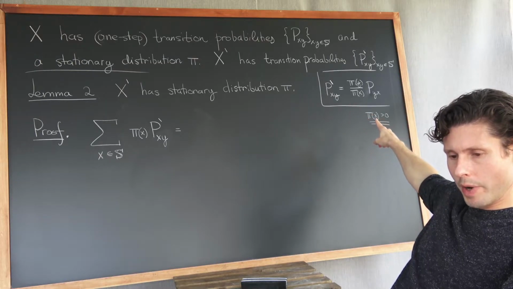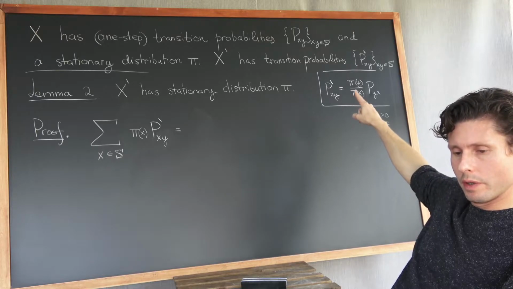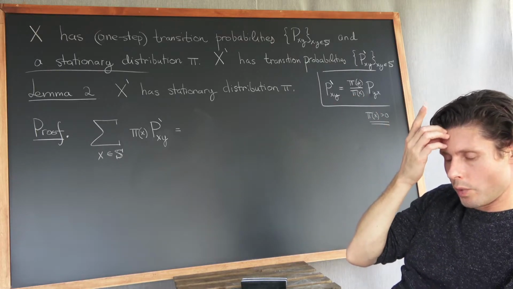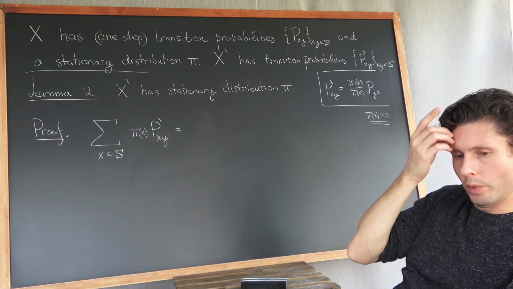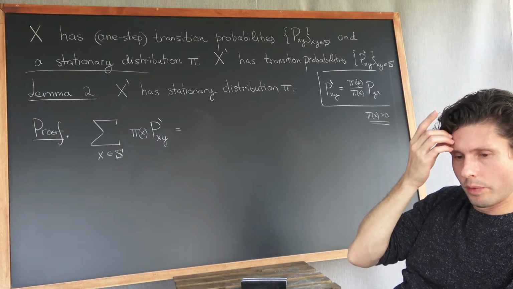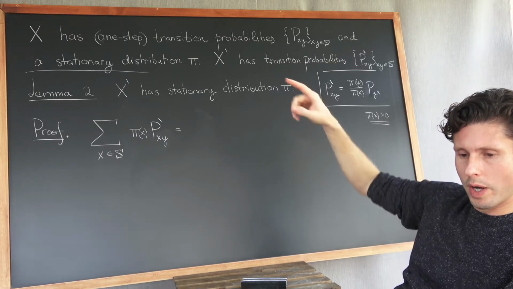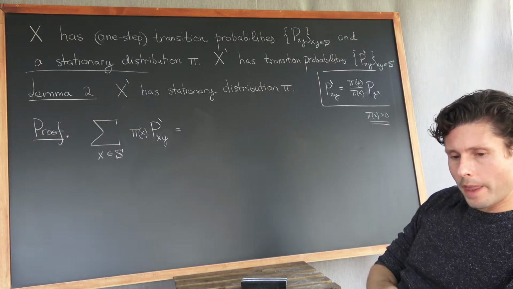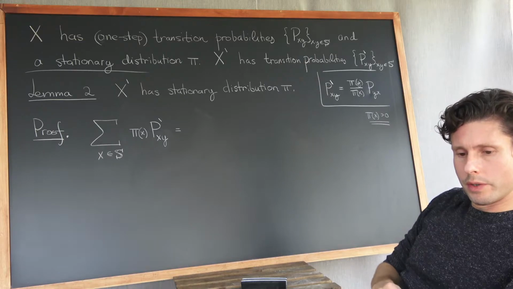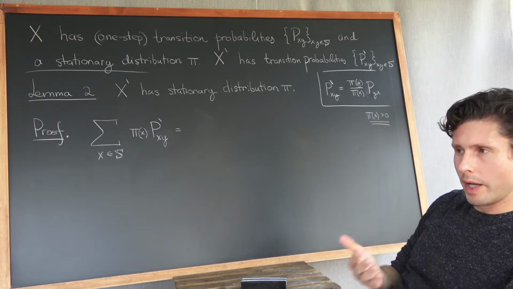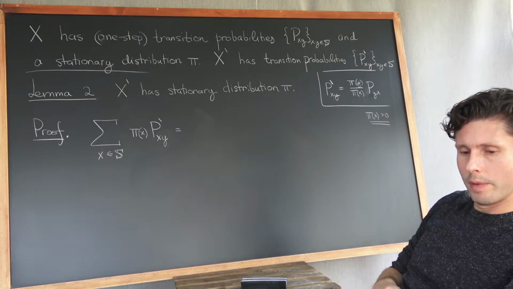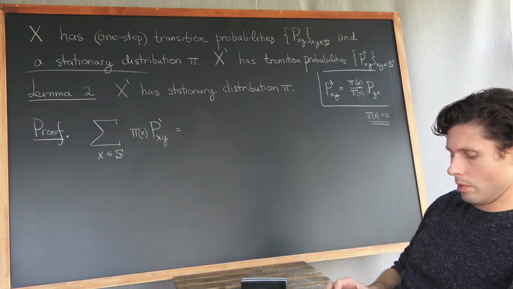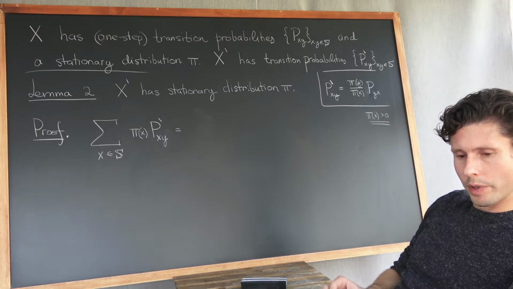Again, every pi x is greater than 0, so these are well defined. So we have these two chains. We knew about the first one, X. We had no idea that there was going to be this X prime chain. And here's the lemma. So all of a sudden, we're asking, well, what are some of the properties of this chain X prime? And lemma 2 gives us a little bit of an answer to it.